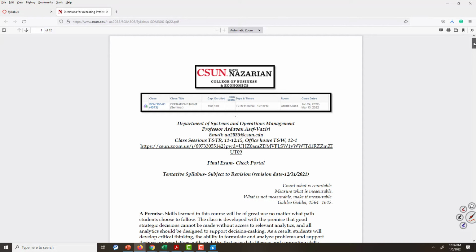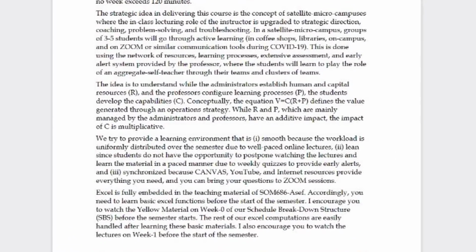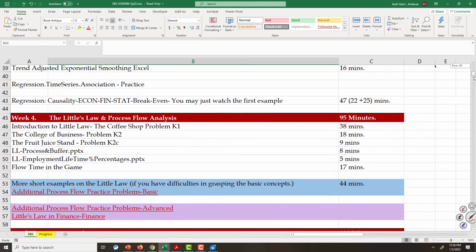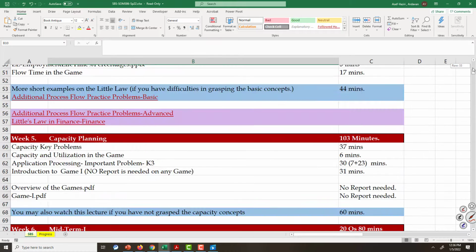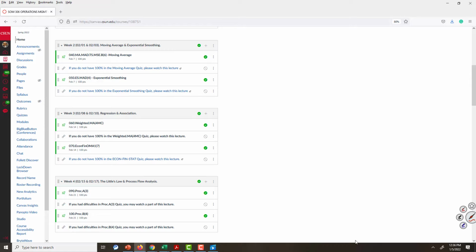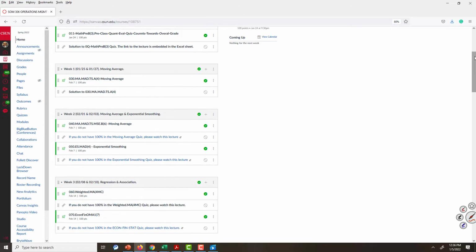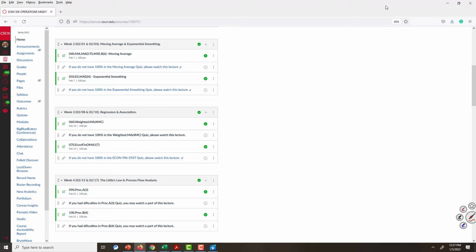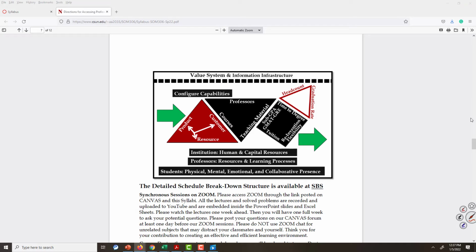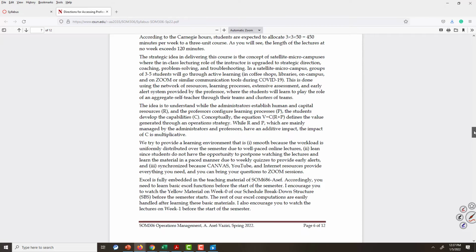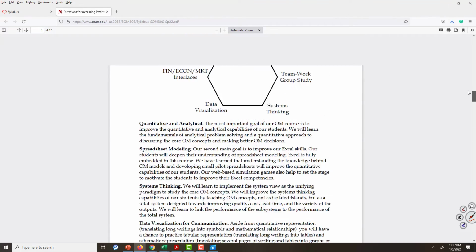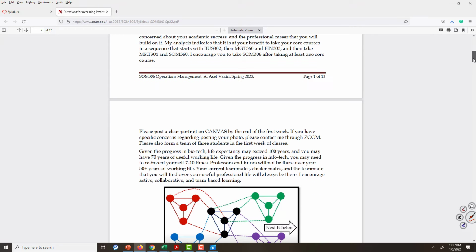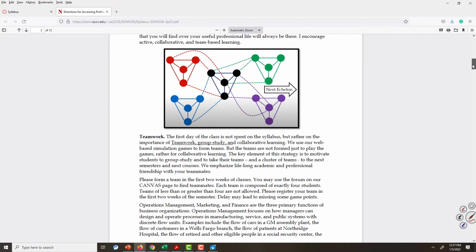Now we have a learning environment that is smooth because the workload is uniformly distributed over the semester due to well-paced online lectures. It is lean since the students do not have the opportunity to postpone class quizzes, which enables us to have early alerts starting the first week of the semester. Indeed, even before the first week of the semester, because I usually have one quiz which evaluates overall quantitative capabilities of the students, but finally I will drop the lowest quiz and maybe more than a single lowest quiz.